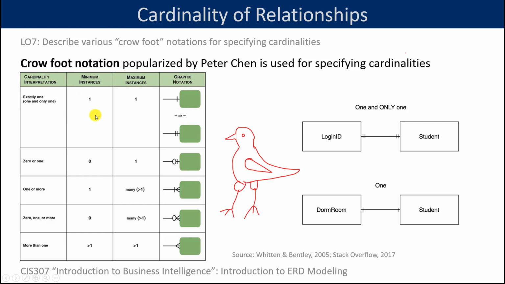table right here. It will only take a few minutes for you to get a hold of this Crowfoot notation used in ERD models. A stick or two sticks means one. The difference between one stick and two sticks is that this is like a strict one relationship. It means one and only one, right? Here's the difference between one and only one.